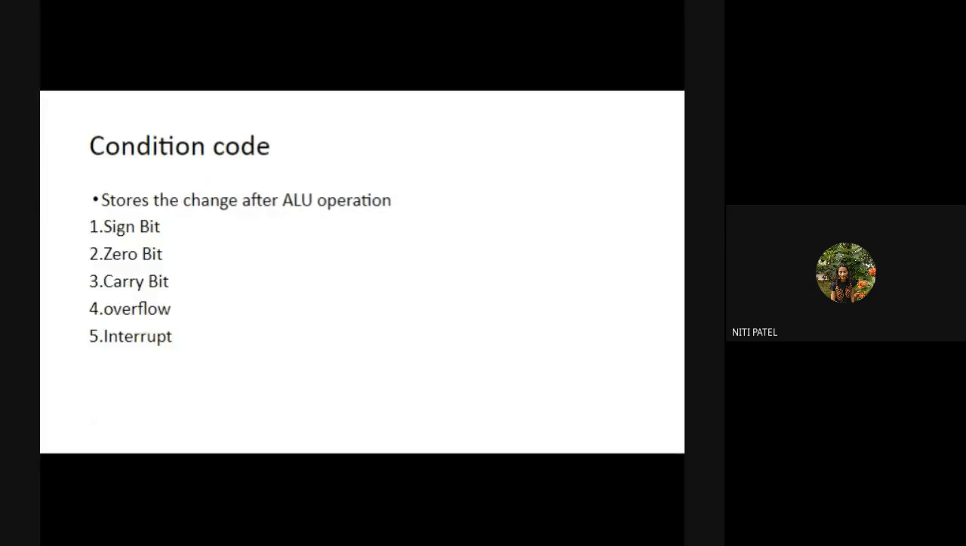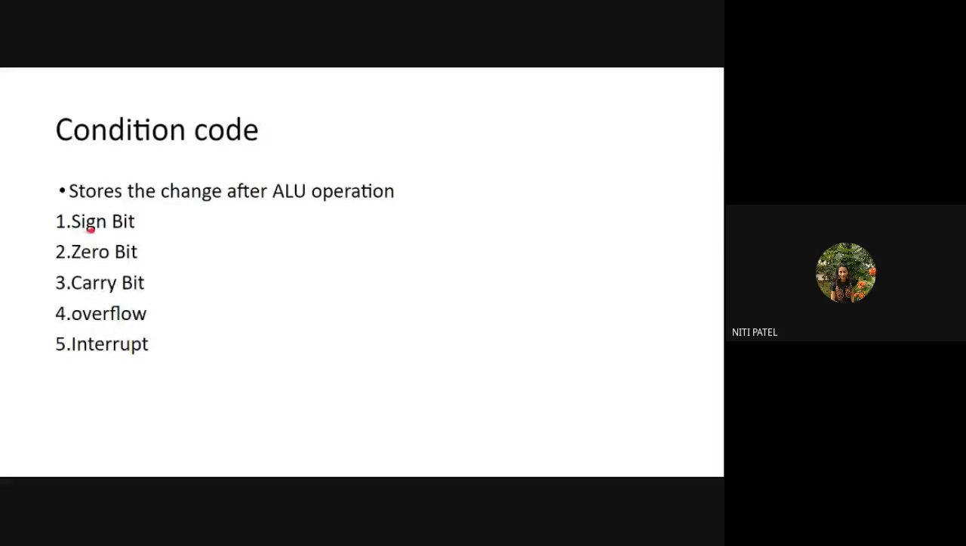Similarly, we have the sign bit, which as I explained, is the same for 8085 and 80386. The zero bit is also the same. The carry bit is also the same. Overflow and interrupt we will do when we go to the next slide. For now, remember only these three bits.